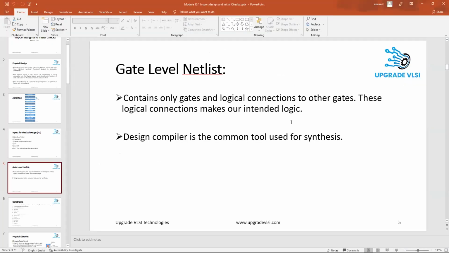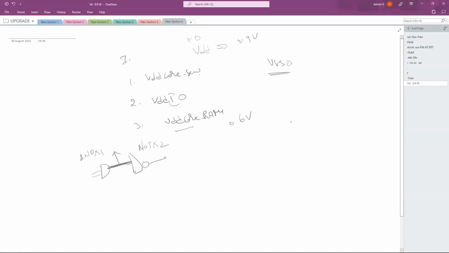It contains only gates and logical connections to the other gates. That's it. In a simple manner, what are the gates you have? What is the net name between any two gates? Only logical connectivity will be present in the gate level netlist.